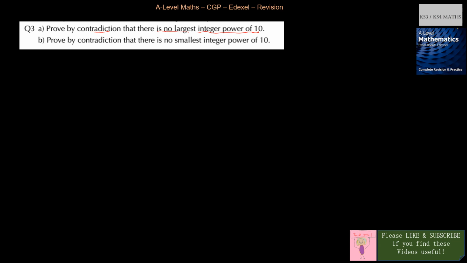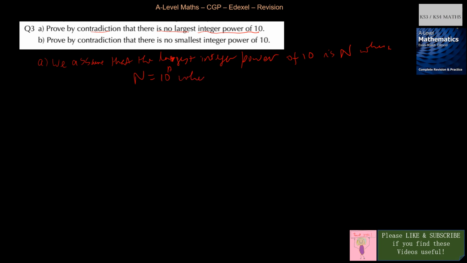So how are we going to do this? For part A, we assume that the largest integer power of 10 is n, where n equals 10 to the power small n, where small n is an integer.